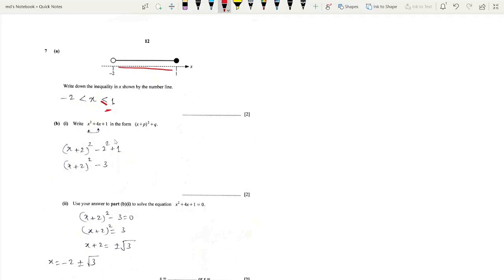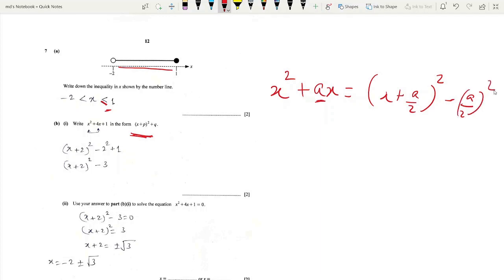Write x square plus 4x plus 1 in completing square form. This is again very simple. Let us understand this. x square plus ax we have, then we are writing x plus half of this, so x plus a over 2 whole square minus a over 2 whole square. This is a standard result or a standard way to do completing the square. Whatever x coefficient you have, make that half here, and here half square.